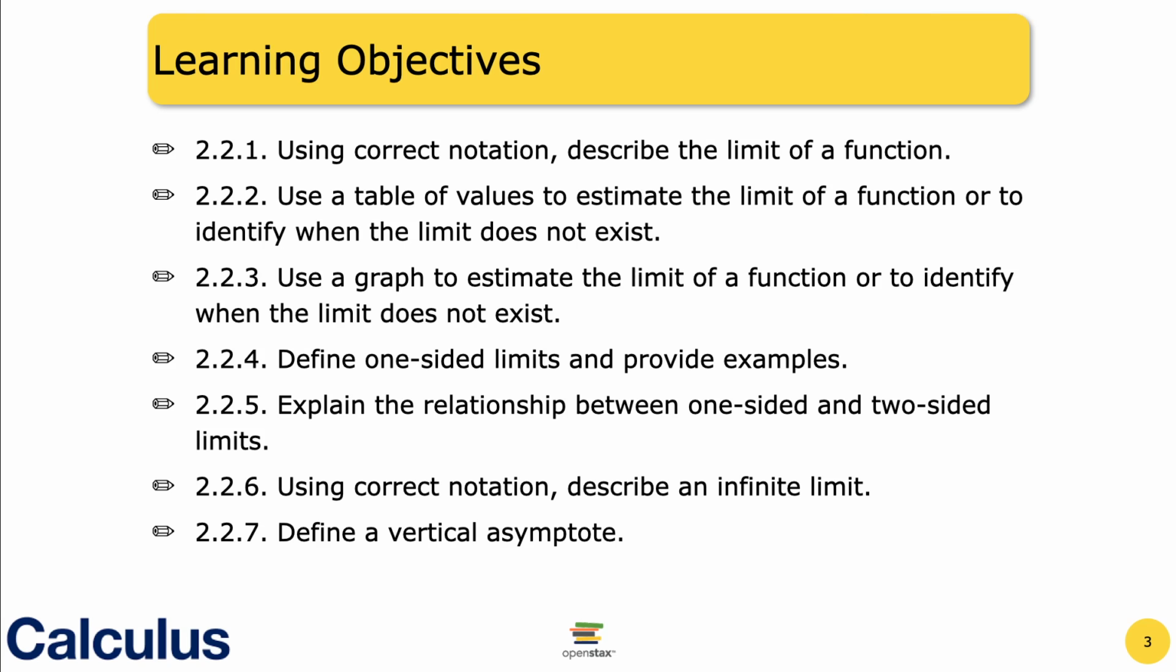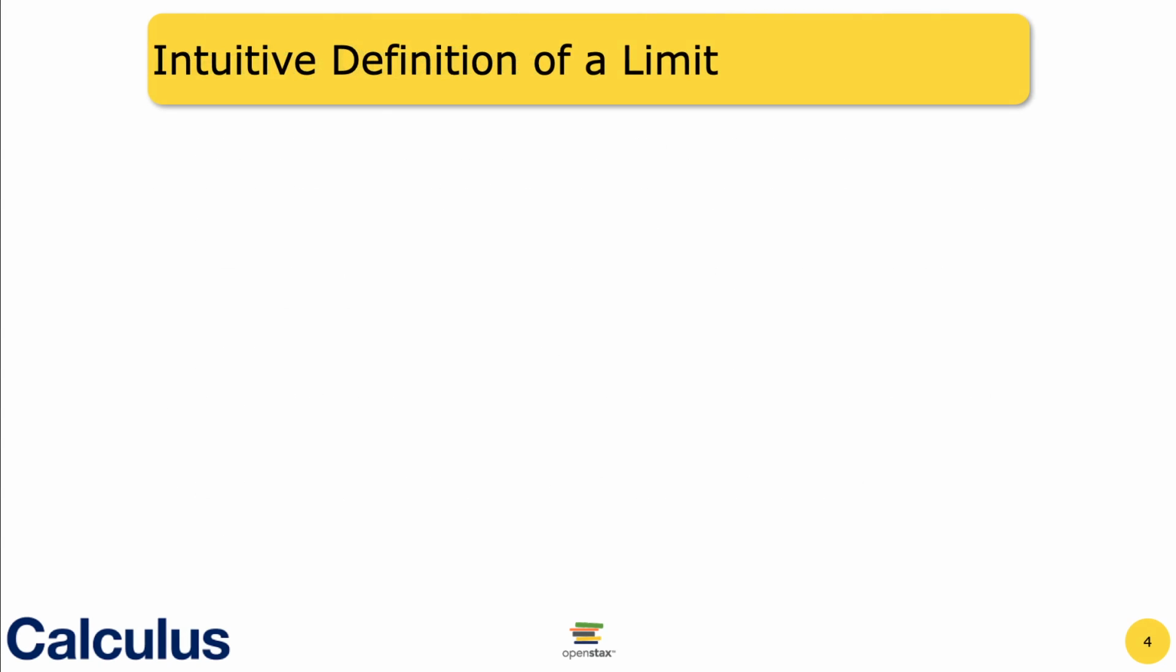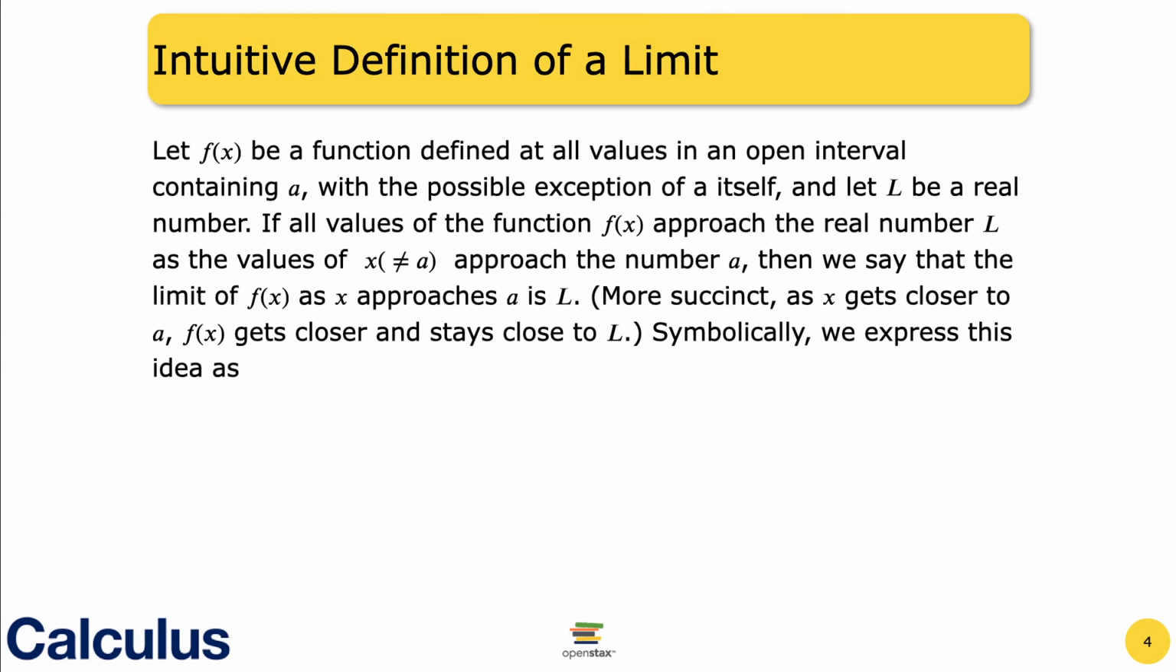I will define one-sided limits and provide examples. I will explain the relationship between one-sided and two-sided limits, use correct notation to describe an infinite limit, and briefly describe a vertical asymptote. Let's begin with the intuitive definition of a limit.